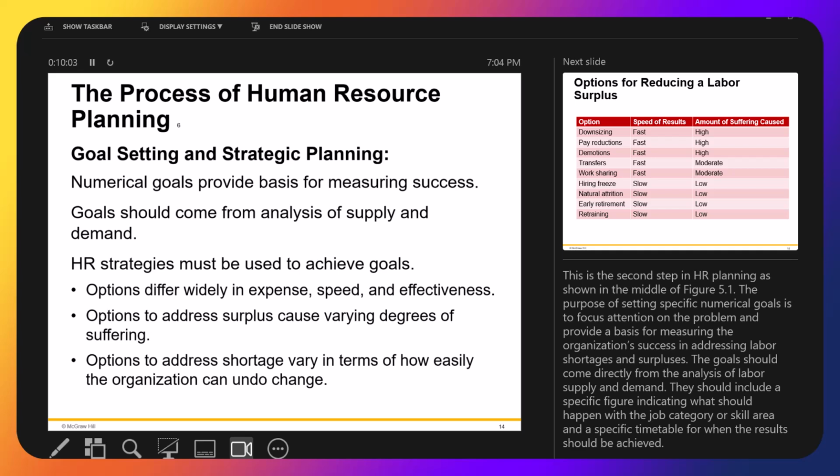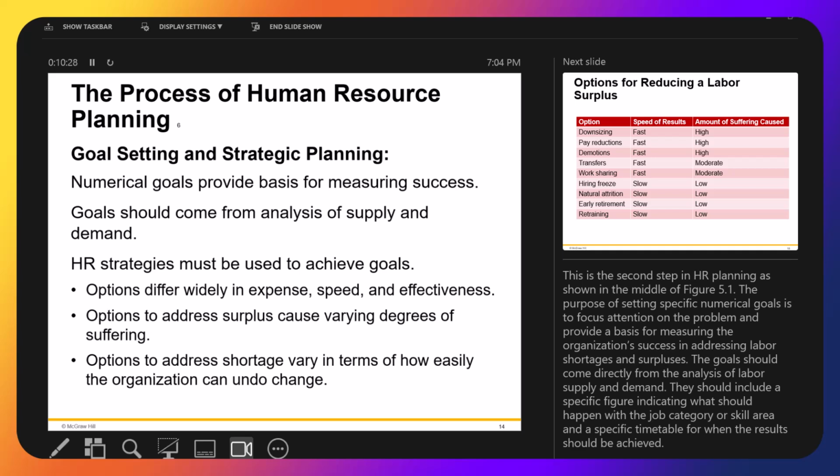Goal setting and strategic planning. Numerical goals provide a basis for measuring success. Goals should come from analysis of supply and demand. HR strategies must be used to achieve goals. Options differ widely in expense, speed, and effectiveness. Options to address surplus cause varying degrees of suffering. Options to address shortage may differ in terms of how easily the organization can undo the change.